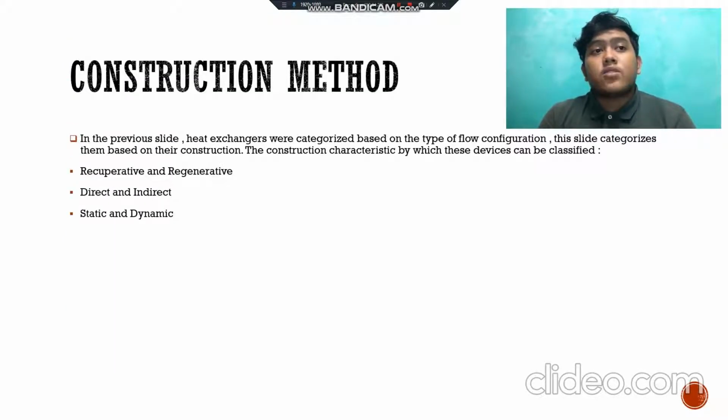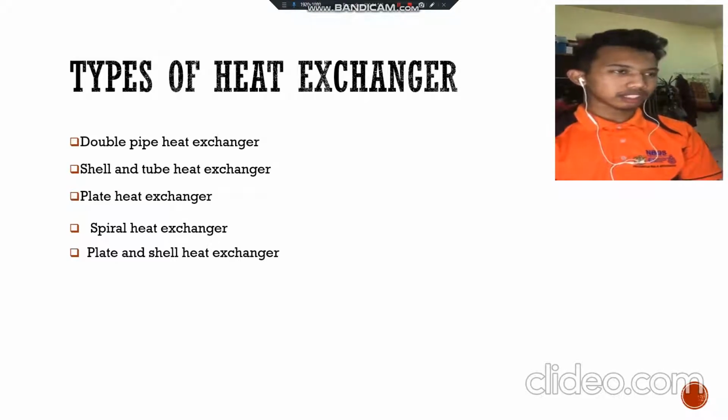After that is construction method. In the previous slide, heat exchangers were categorized based on the type of flow configuration. This slide categorizes them based on their construction. The construction characteristics by which these devices can be classified are three: recuperative and regenerative, direct and indirect, static and dynamic. Types of heat exchanger: number 1 is double pipe heat exchanger, number 2 is shell and tube heat exchanger, number 3 is plate heat exchanger, number 4 is spiral heat exchanger, number 5 is plate and shell heat exchanger.